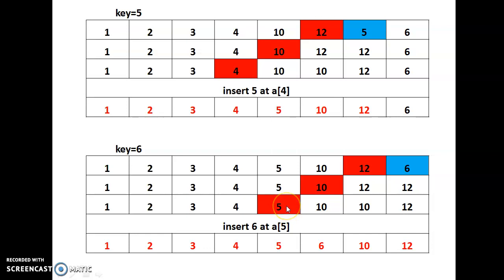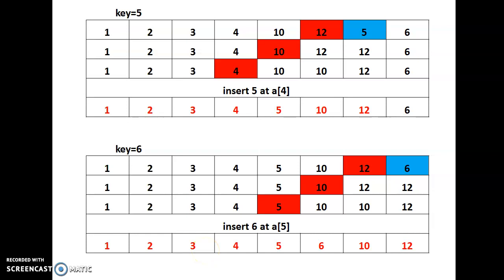Now I am comparing 6 with 5. Is 6 less than 5? No, 6 is not less than 5. So 6 is inserted into the next position after this 5. So in this particular position, the 6 is inserted: 1, 2, 3, 4, 5, 6, 10, 12. This is the complete sorted list that we are having. This is the way in which we are taking every element in the unsorted list and inserting that element into the sorted list. That's why this algorithm is called the insertion sorting algorithm.